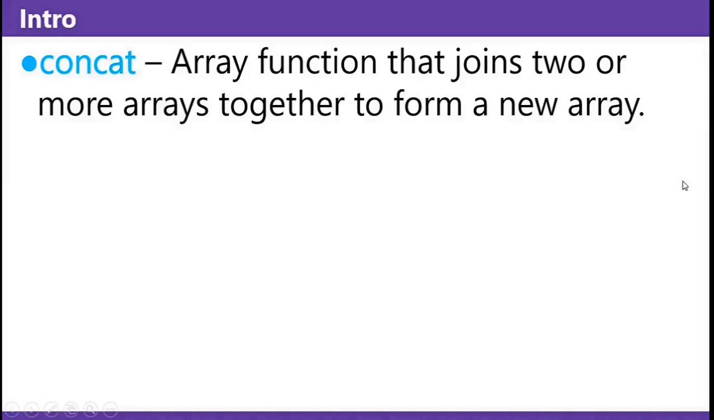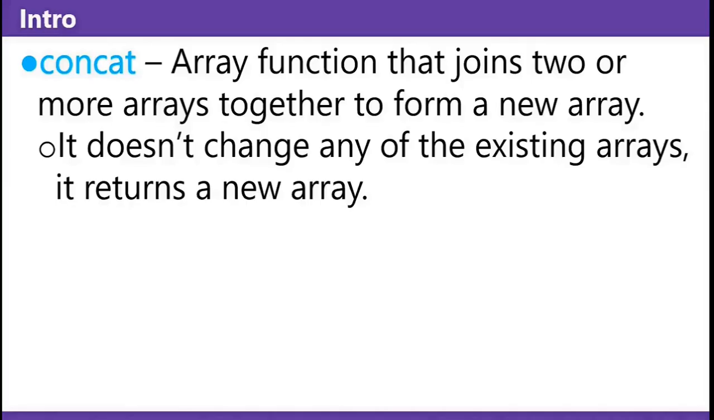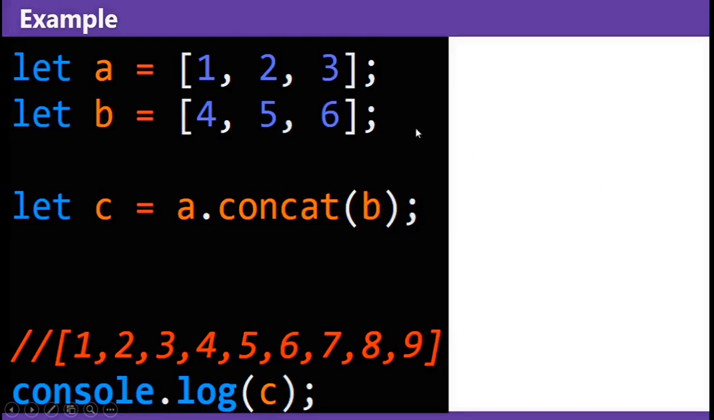Concat is an array function in JavaScript that joins two or more arrays together to form a new array. It doesn't change any of the existing arrays, it returns a new array. Here you have two arrays, you join them together with concat, and end up with a new array that has the elements of both arrays joined together.